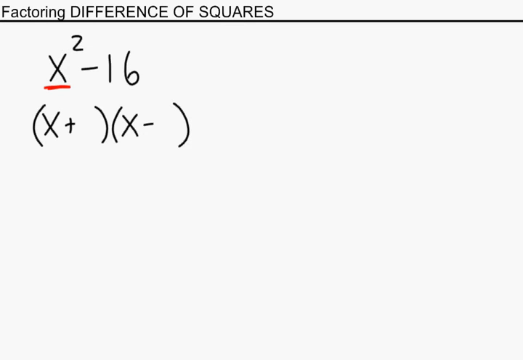x times x gives me x squared. And then how would I get a 16 by multiplying some number by itself? That gives me the plus 4 and the minus 4. I get my set of conjugates that if I were to FOIL them out would take me right back up here. So difference of squares is a lot about recognizing the pattern and making use of it because it gets me my answer in factored form very quickly.